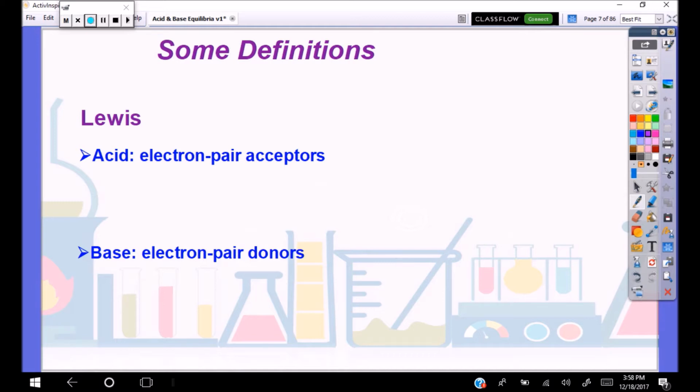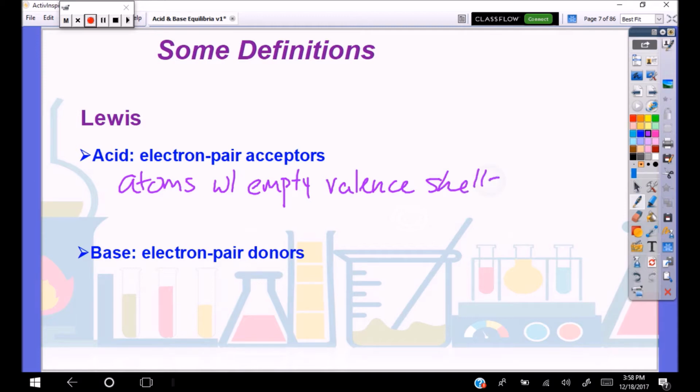Okay, so when it comes to Lewis acid, some things we can add in here. If we have atoms with empty valence shells, they can be Lewis acids. When we're talking about valence shell, I'm talking about valence shell orbitals. So think about like the boxes and the arrows and the S, P, D, F. Atoms with empty valence shell orbitals can be Lewis acids because they want to have those orbitals filled.